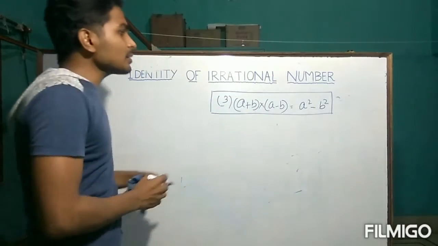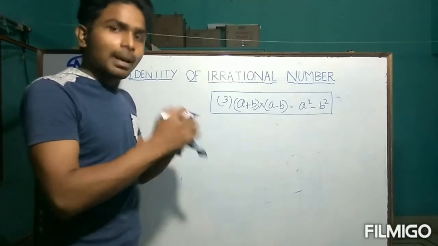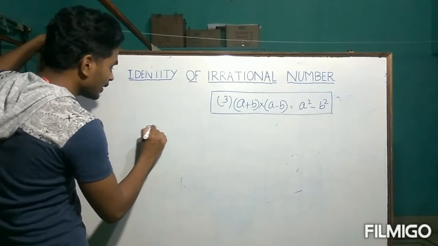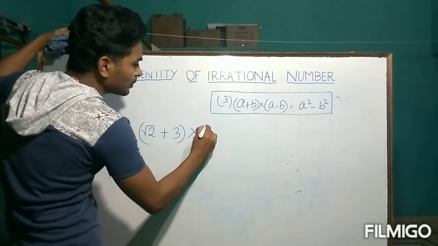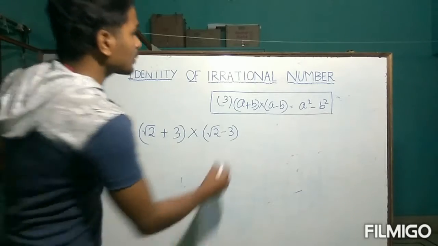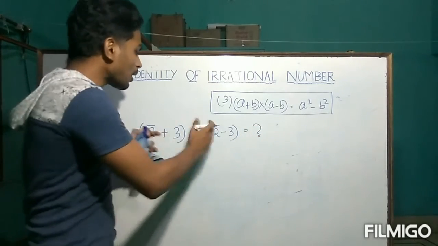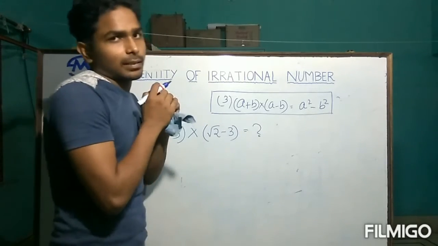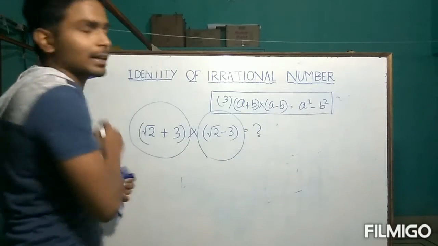Okay, so in our session we are going to use this formula to find the value of some expressions. Suppose we have the question (root 2 plus 3) whole into (root 2 minus 3). So what will be its value? We have to find out. Since there are how many terms? 2 terms which are multiplied with each other. Okay, this is one term and this is the second term.